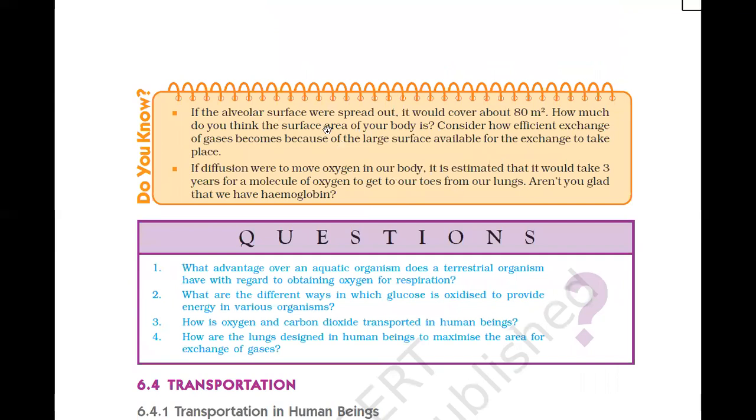Do you know? If the alveolar surface were spread out, it would cover about 80 square meters. How much do you think the surface area of your body is? Consider how efficient exchange of gases becomes because of the large surface available for the exchange to take place. If diffusion were to move oxygen in our body, it is estimated that it would take 3 years for a molecule of oxygen to get to our toes from our lungs. Aren't you glad that we have hemoglobin?